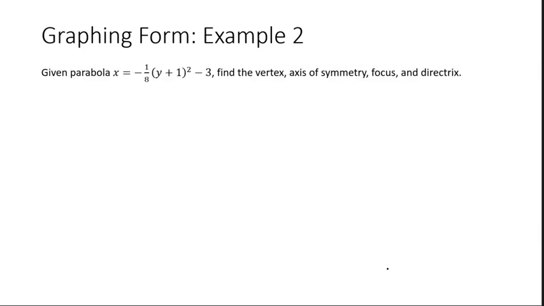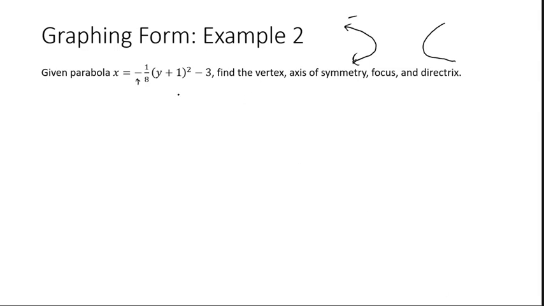And in this case, we have x first. So we have x equals negative 1 eighth times y plus 1 squared minus 3. And we're trying to answer the same questions. Now first off, it's helpful to get an idea of what the graph is going to look like. Because we have x equals something, it's opening in the x direction, so it's going to be either opening to the right or to the left. Now the question is, which one is it? We can tell that based off the negative here in the front. Because it's a negative number, it's going to be opening in the negative direction for x, which is opening to the left. So it's going to be this graph up here, opening to the left like this.